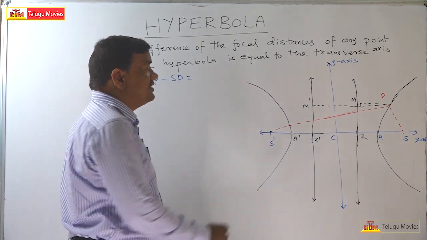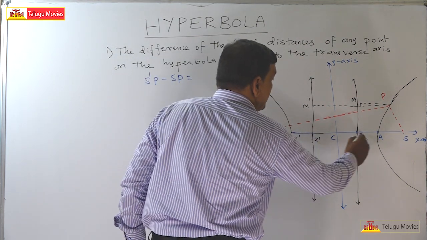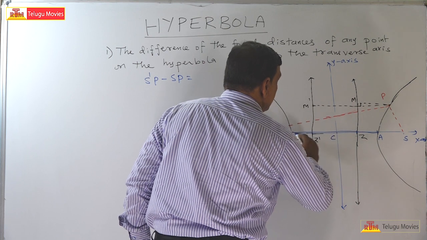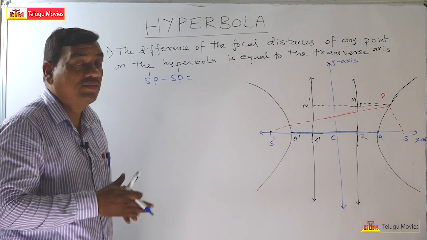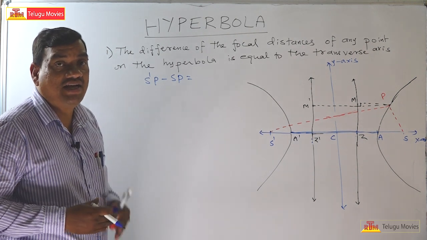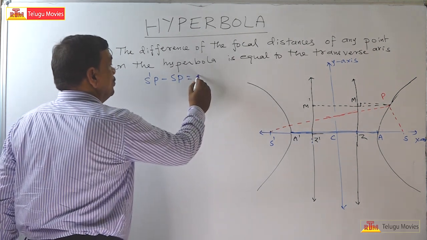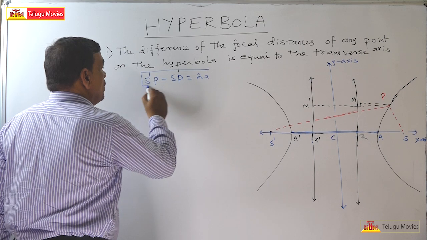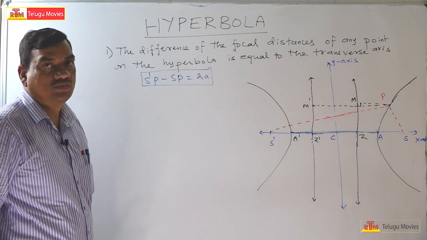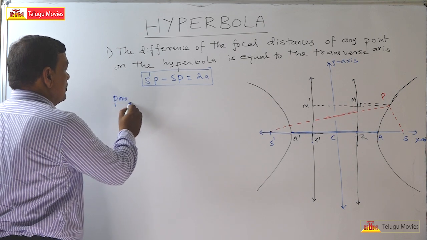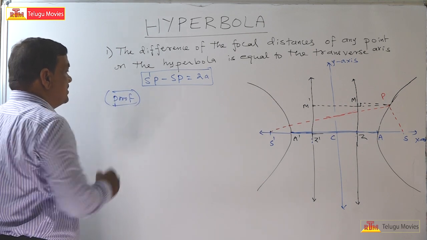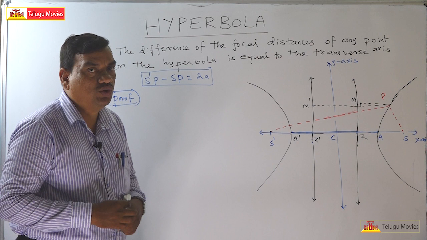Length of the transverse axis means what? See here, A' up to here, this is called the transverse axis. The length means we have to take the distance between the vertices, namely A and A', that is equal to 2a. This you have to prove. Let us prove this. See the proof here. Very easy: S'P minus SP is equal to 2a.